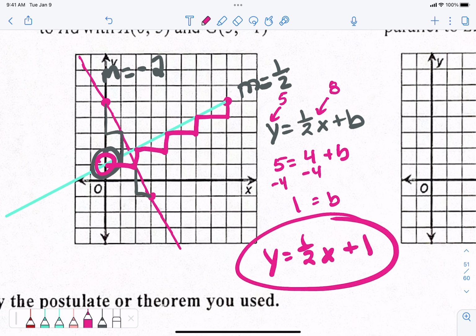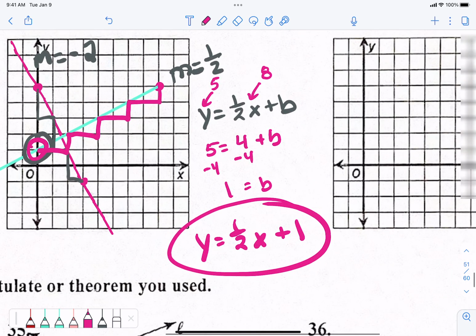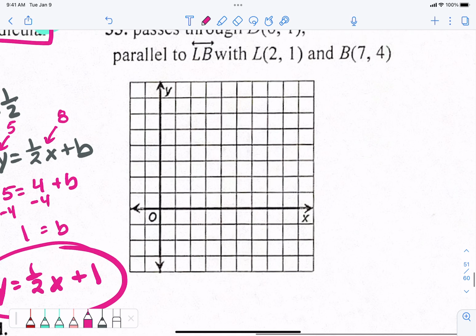Do we need the red cube for the equation? I will probably ask you to do it on the test. But technically here you don't have to, because it doesn't say it for any of that. So just make sure that you know how to.